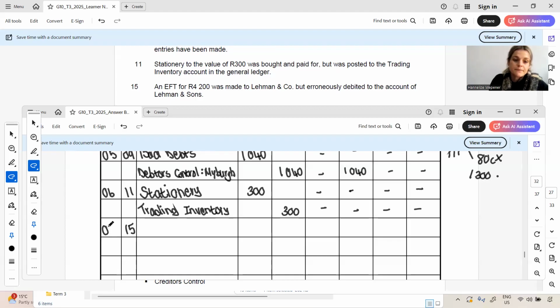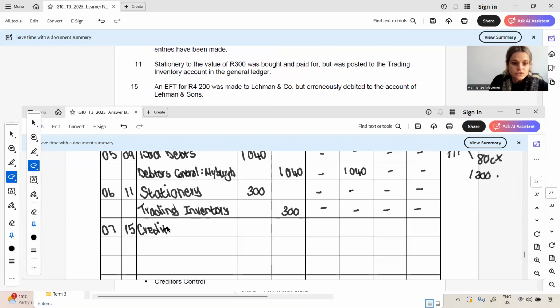So that's why I'm debiting the account, because liabilities decrease on the debit side. And it means that I need to go and credit the Sons creditor, because he was erroneously, or in error, then debited. And because it is a correction that I'm making, I'm once again in my GJ. So I'm going to debit the correct creditor because I don't owe him the money anymore.